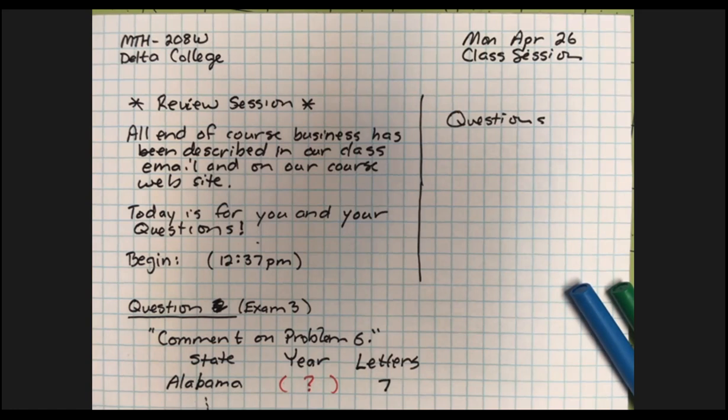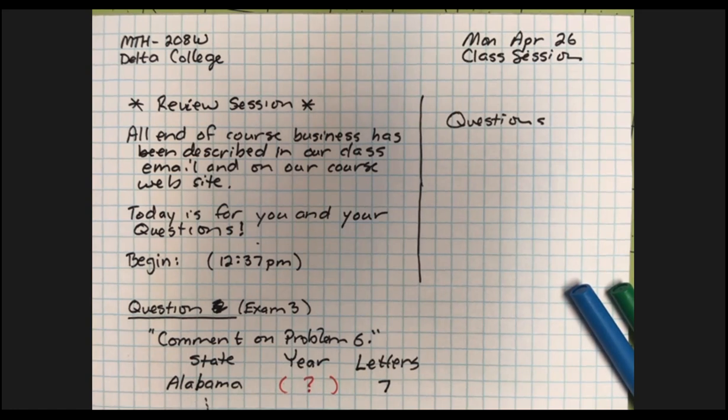So let me read the question again. The year of joining is the independent variable. The number of letters is the dependent variable. Make a scatter plot, do a least squares regression line. Independent variable, horizontal axis. Dependent variable is the vertical axis.